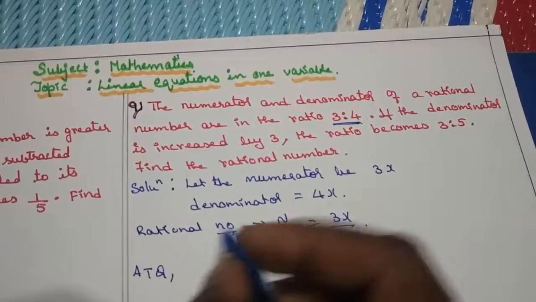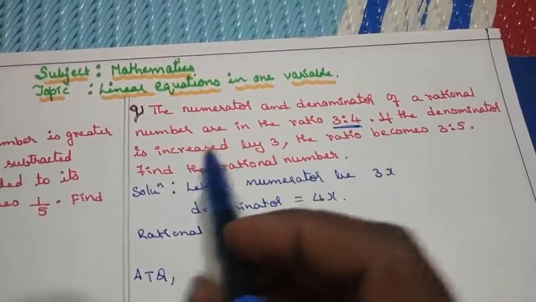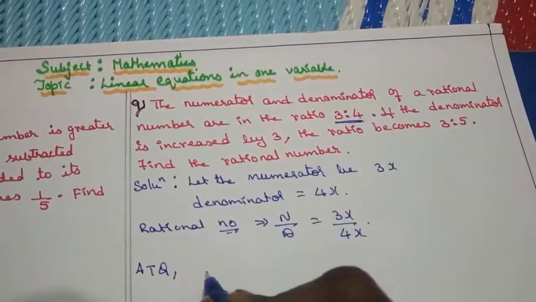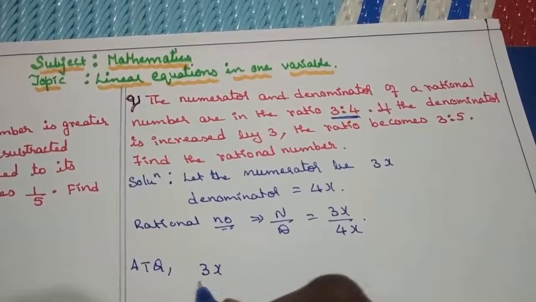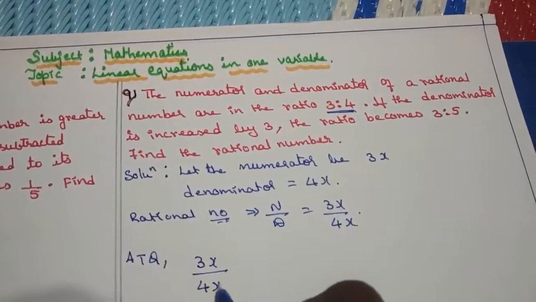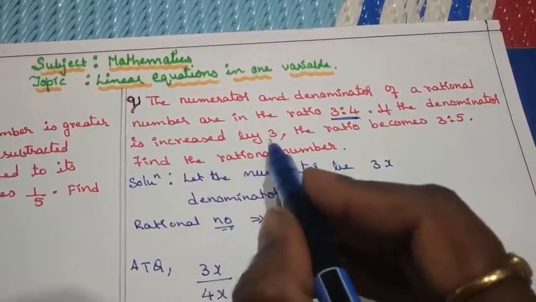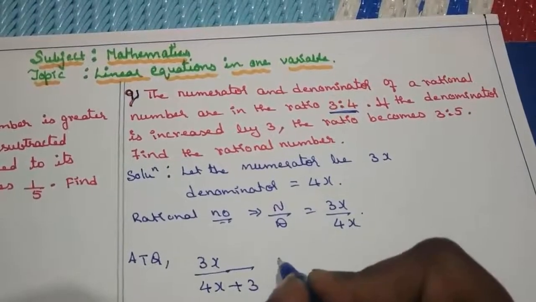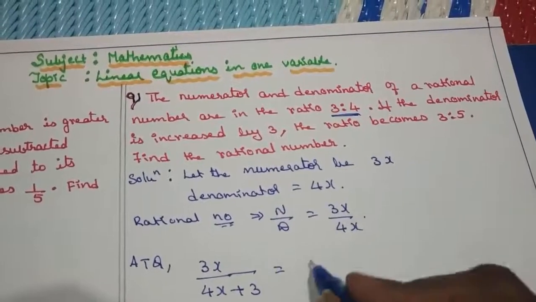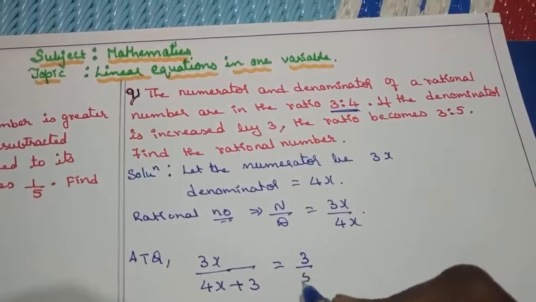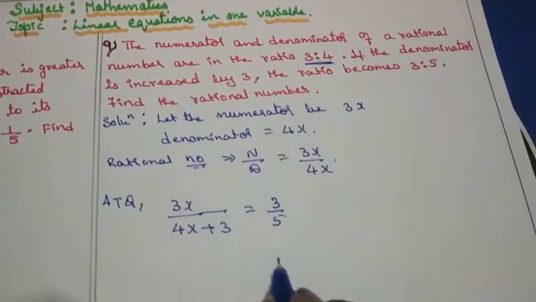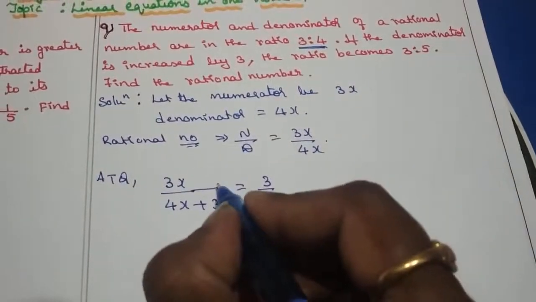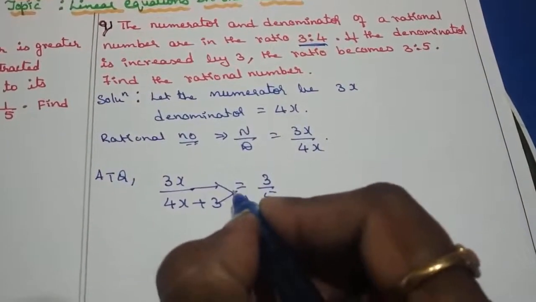What is that condition? If the denominator is increased by 3. The numerator, he did not say anything, so keep the numerator as it is. And the denominator is to be increased by 3, so it becomes 4x plus 3. Then the ratio becomes 3:5, that is 3 by 5. Further simplification is not possible in the equation, so directly we are going to cross multiply.